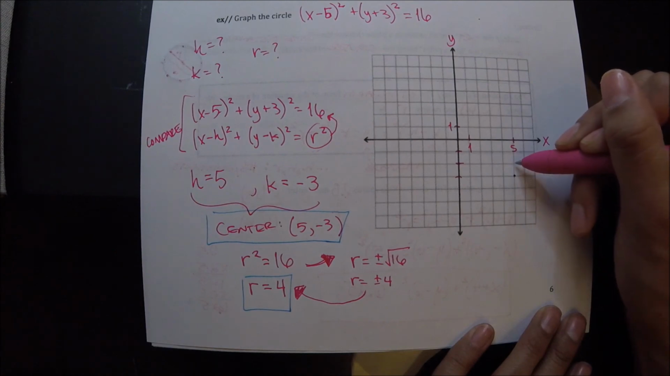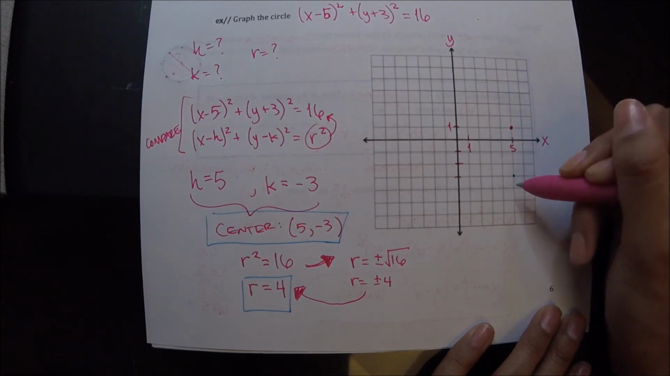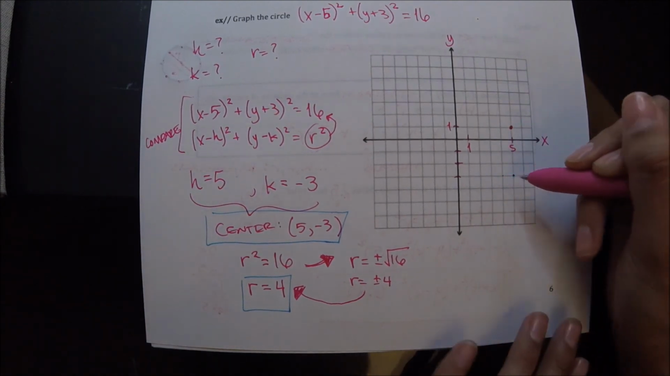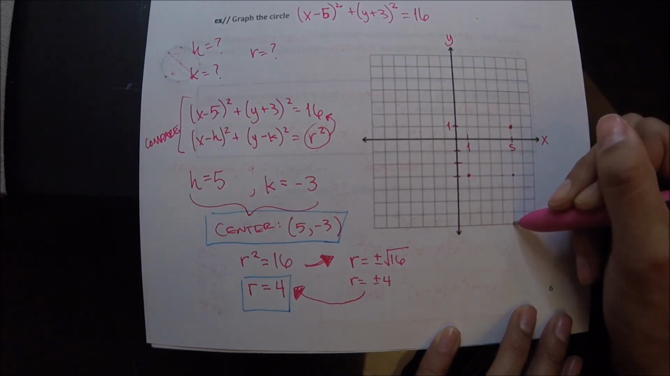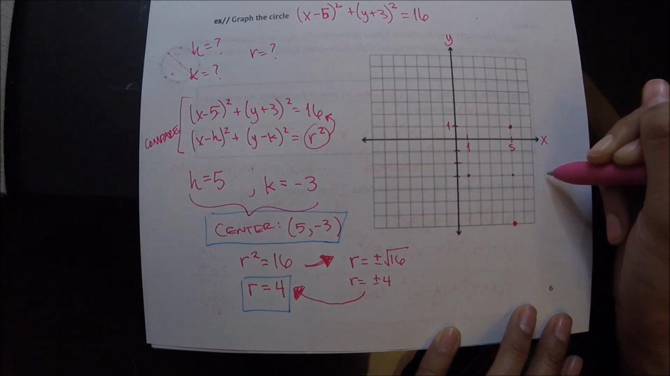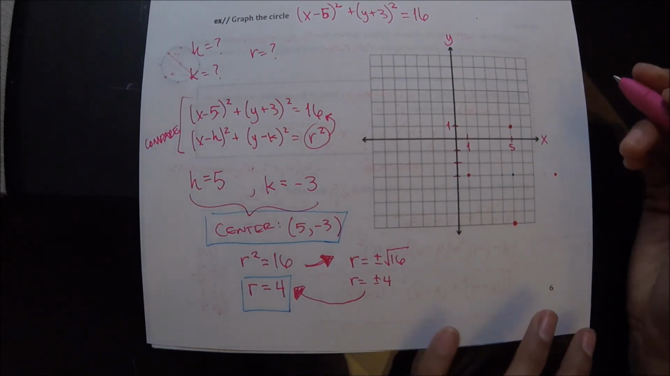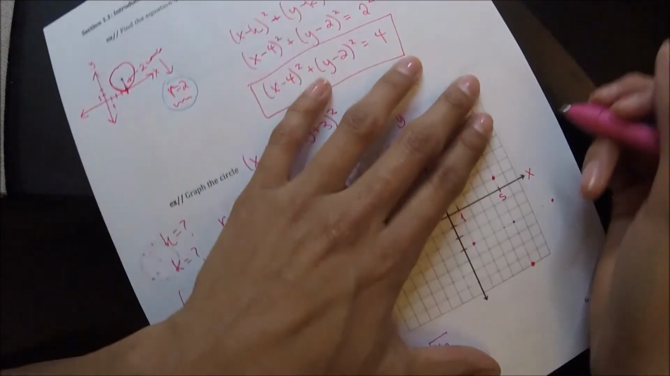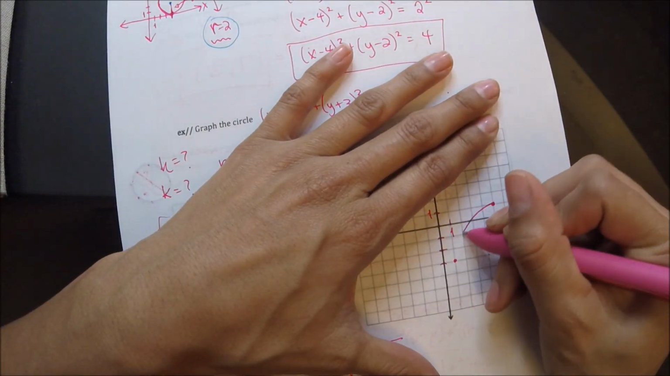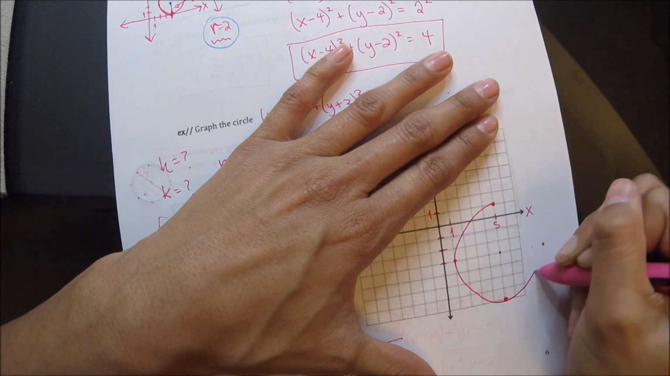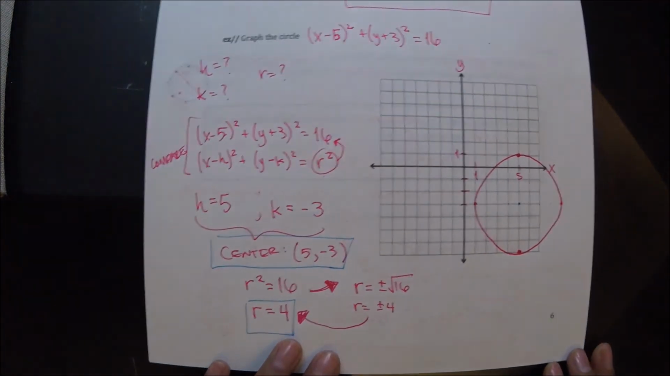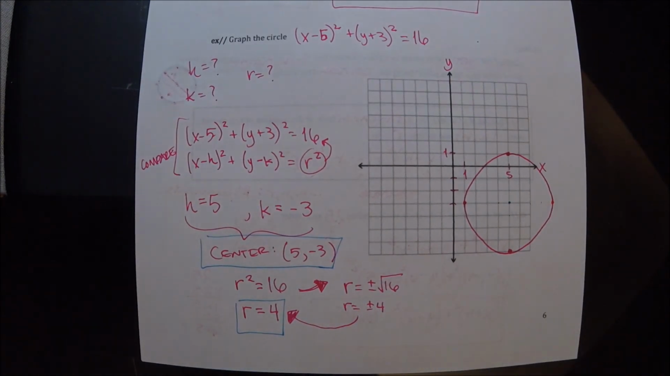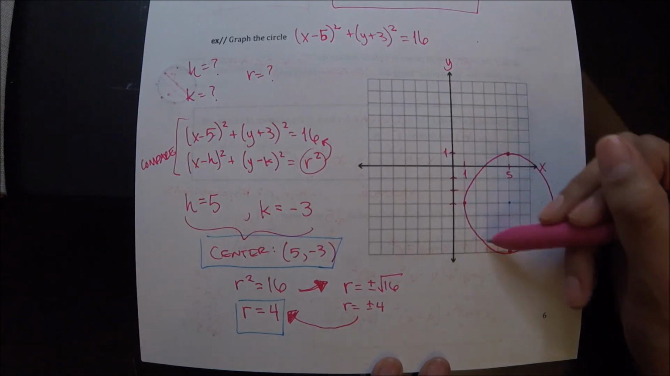So from the center, I'd go up 4. I'd go left 4. I'd go down 4. And I'd go right 4. I have to estimate where that is. And then just try to draw the circle in as best you can. Okay, it's not perfect, but that's the general idea. The important part is that we have the correct center, the correct radius, and some points.